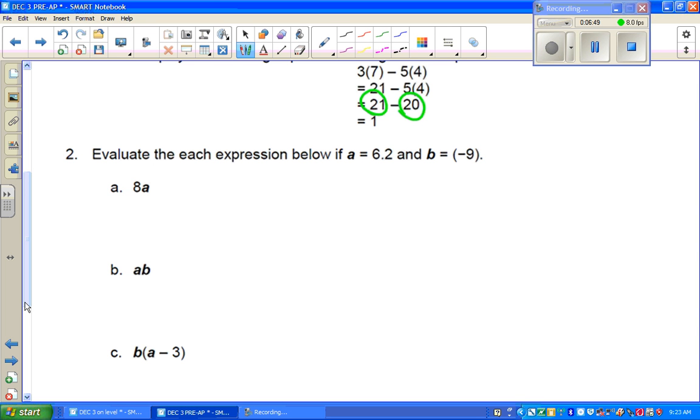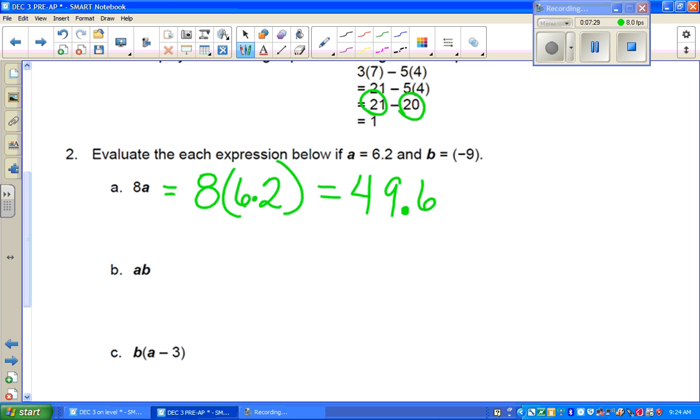Evaluate each expression below. If A is 6 and 2/10 and B is negative 9. Okay, for letter A, 8A. We're going to simply plug in 6 and 2/10 for the A. So 8 times 6 and 2/10. Multiply that out, and we get 49 and 6/10. If you're having trouble with the math, pause the video here and work that out.